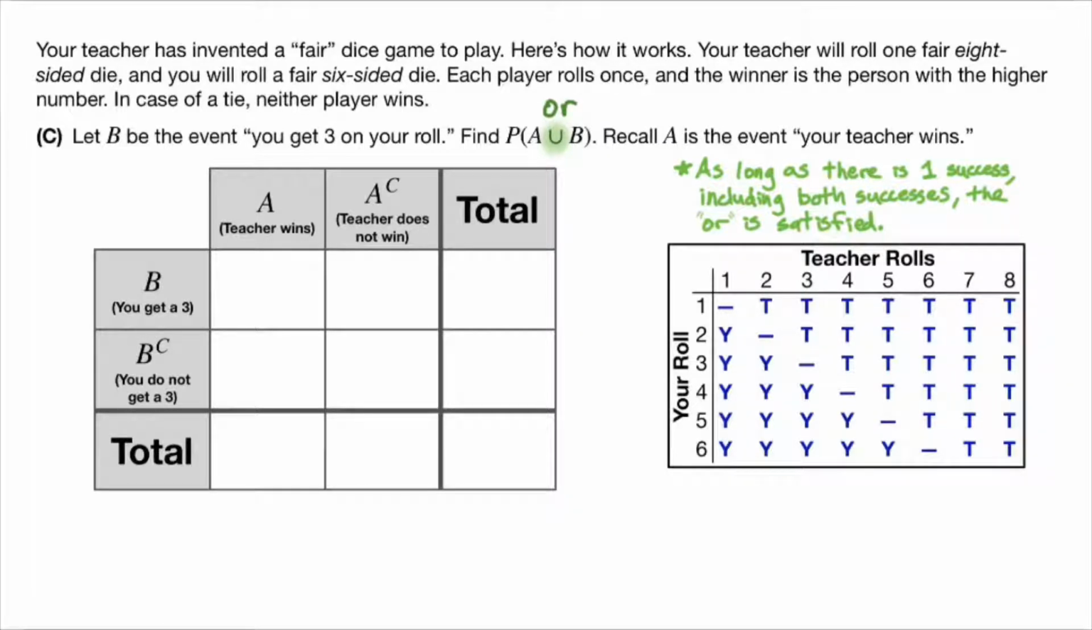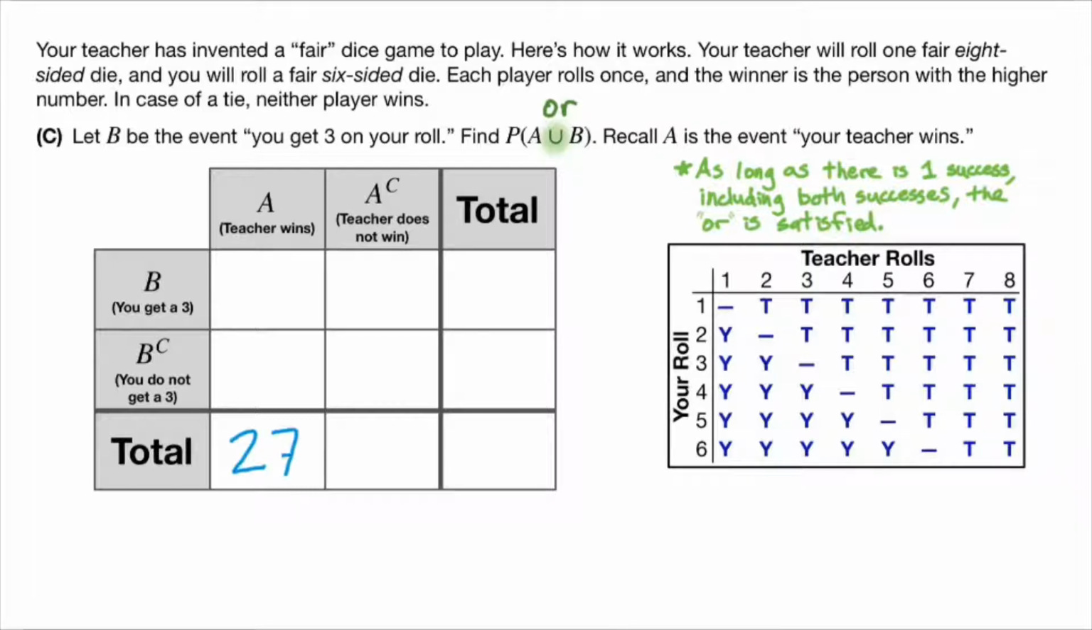Now, in full disclosure, this question could be worked without the two-way table, but I teach my students to answer these OR questions using a two-way table, so I want to show that first. In addition, for part D, I find it easiest to use a two-way table to answer the independence question, so let's go ahead and fill out a two-way table.